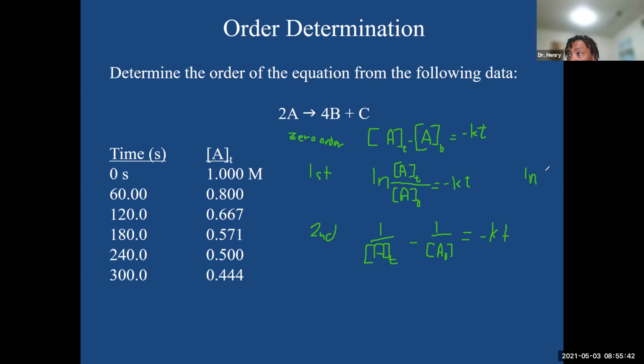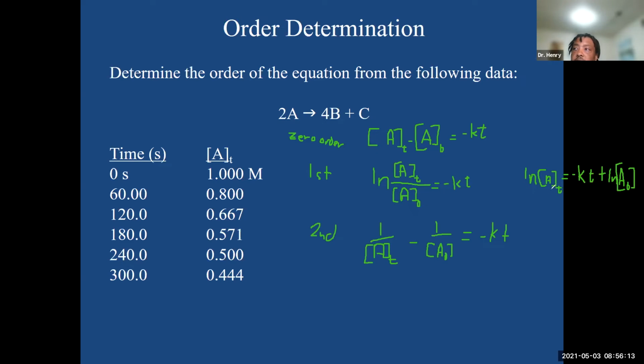this is saying ln A_t is going to equal minus kt plus ln A naught. Okay, so this is what that curve is going to look like.